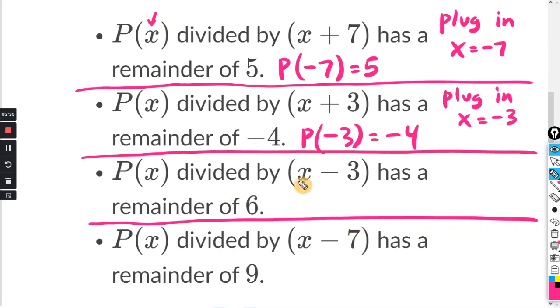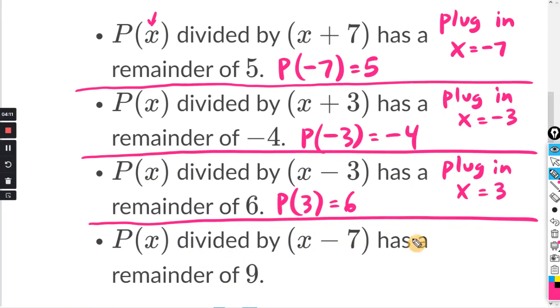All right, here P of x is divided by x minus 3. So that means we're going to plug in x equals positive 3. And when we do that, we get a remainder of 6. So P of 3 equals 6. This just means we're plugging in x equals 3 in the P function, and we get 6. See if you can figure out the last one.